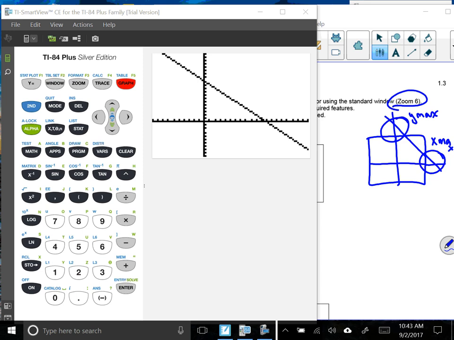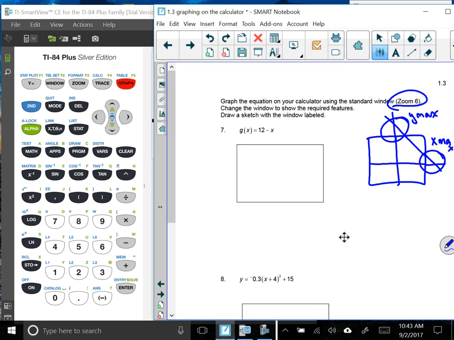Okay, and because we can now see both the x-intercept and the y-intercept, that's the picture that we want to put on our paper. Scooch your x-axis down and scooch your y-axis to the left. And then I want you to tell me the numbers that you used. I used 20 here, and I used 20 here. You're going to label them right on the graph.